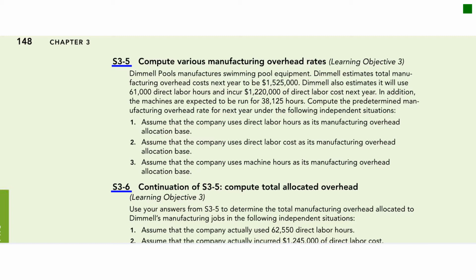It says Demo Pools makes swimming pool equipment. They estimate their total manufacturing overhead cost to be $1,525,000. There's their estimate. They also estimate it will use 61,000 direct labor hours and incur $1,220,000 of direct labor costs next year.